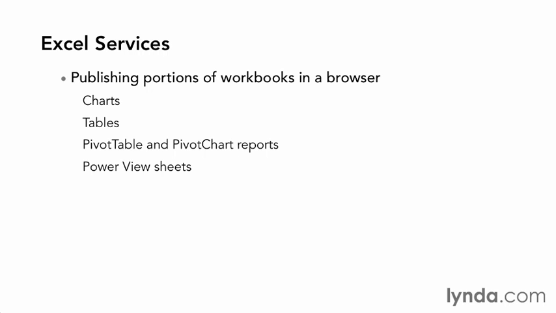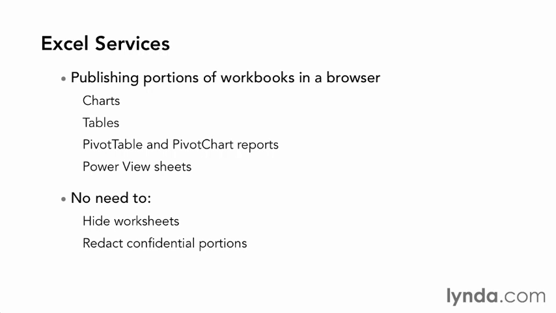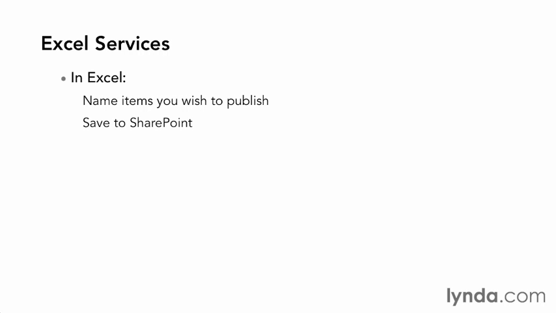Another way to think about Excel services is they allow us to focus a user on the parts of a workbook we would like them to have access to. So we have no need to hide worksheets before we share something or redact confidential portions. This is a simple process, and I'll show you how to do it. In Excel, you name the items you want to publish, you save the workbook to SharePoint, and you hit the Publish Options button to determine how you're going to display information.